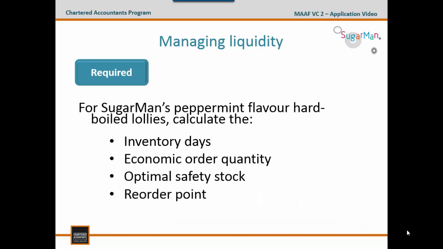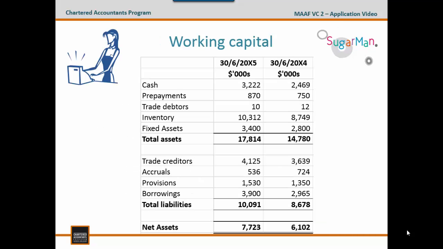So the requirement is for Sugarman's peppermint flavored hard-boiled lollies. We need to calculate inventory days, the EOQ, optimal safety stock, as well as the reorder point. The financial information shown has been extracted from Sugarman's management accounts.